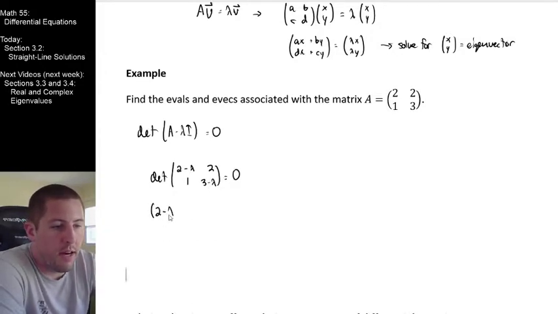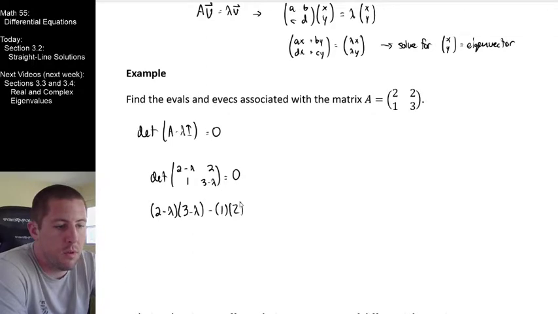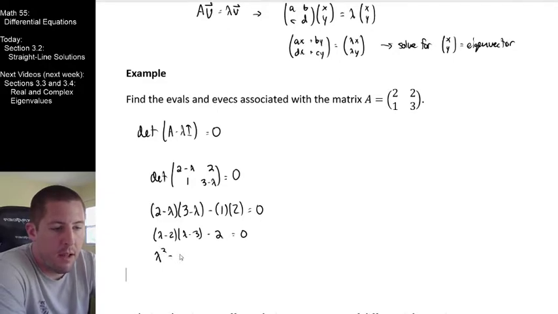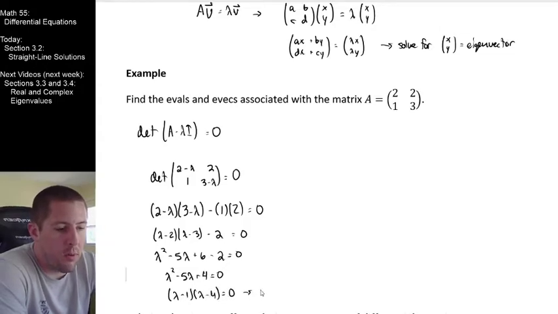Therefore, we're going to get 2 minus lambda times 3 minus lambda. This is my determinant computation, minus 1 times 2 is equal to 0. I usually don't write that previous line that way. I always jump to having factored that out. So, lambda squared minus 5 lambda plus 6 minus 2 equals 0. Lambda squared minus 5 lambda plus 4 equals 0. And so, lambda minus 1 times lambda minus 4 equals 0. And so it looks like we found lambda equals 1 and 4. So I found my two eigenvalues.